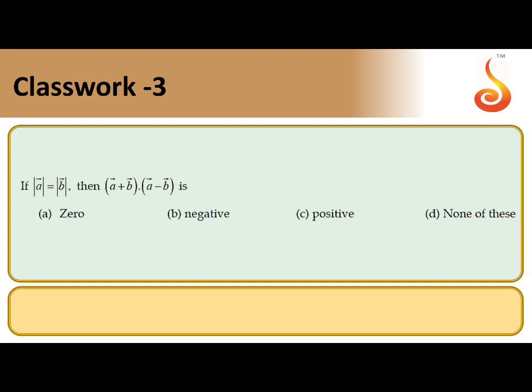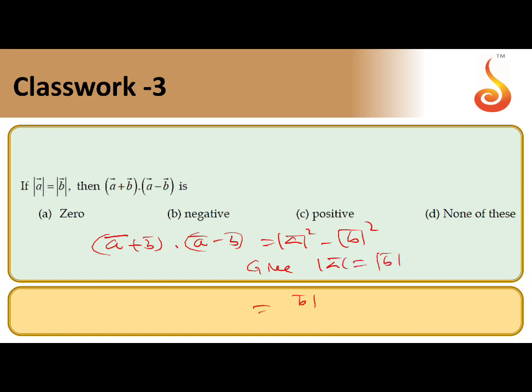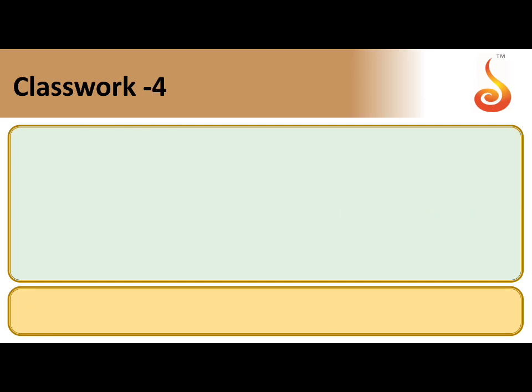Next, if modulus A equals modulus B, then find the value of A plus B dot A minus B. We have a formula for A bar plus B bar dot A bar minus B bar. That is modulus A square minus modulus B square. But they are given modulus A equal to modulus B. Substitute modulus A equal to B. So modulus B square minus modulus B square gives 0. So option A is the right answer. A plus B dot A minus B is 0 here. Clear this one? A simple question only.